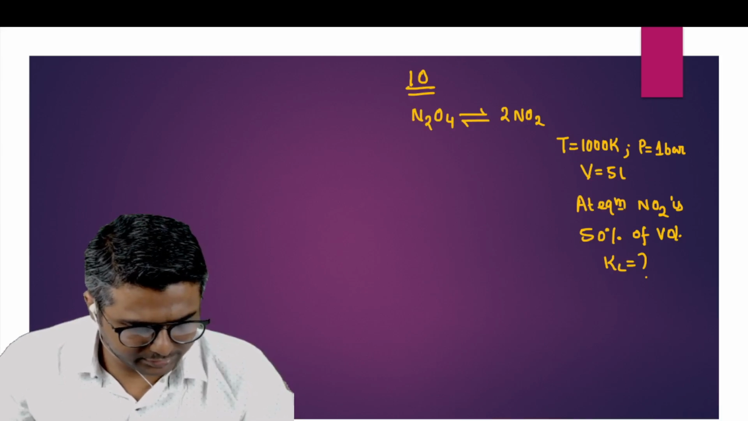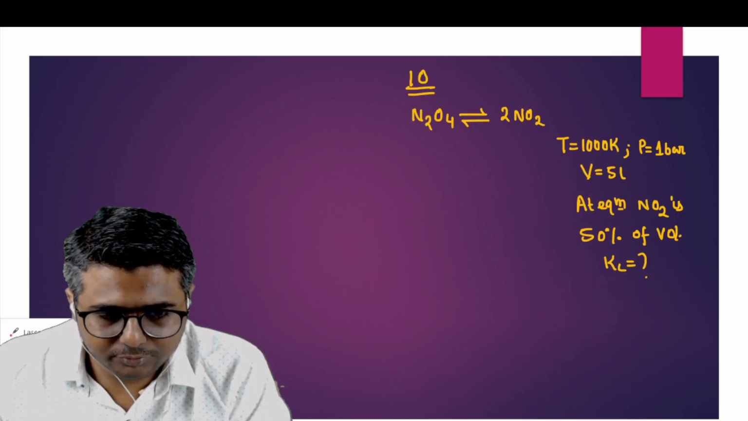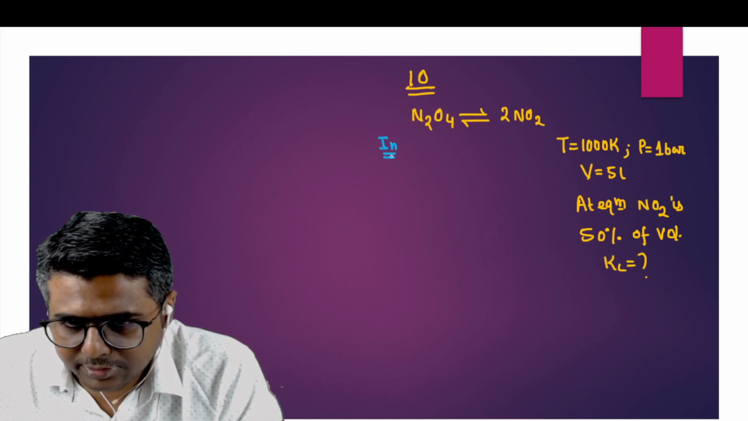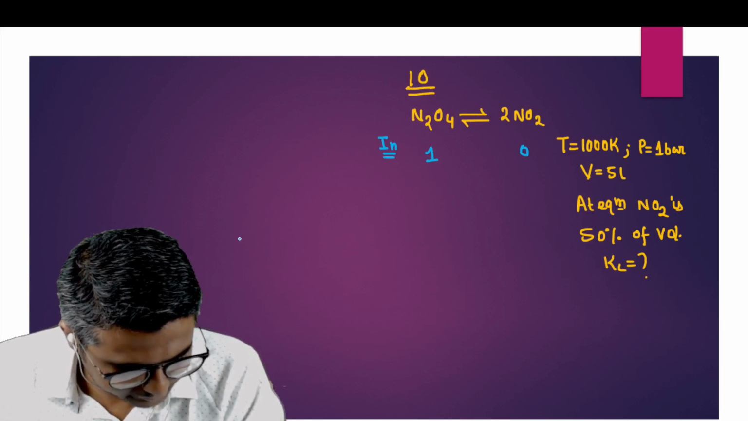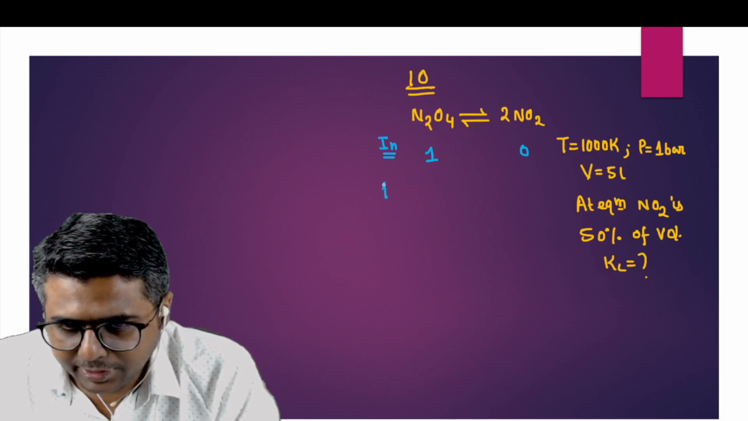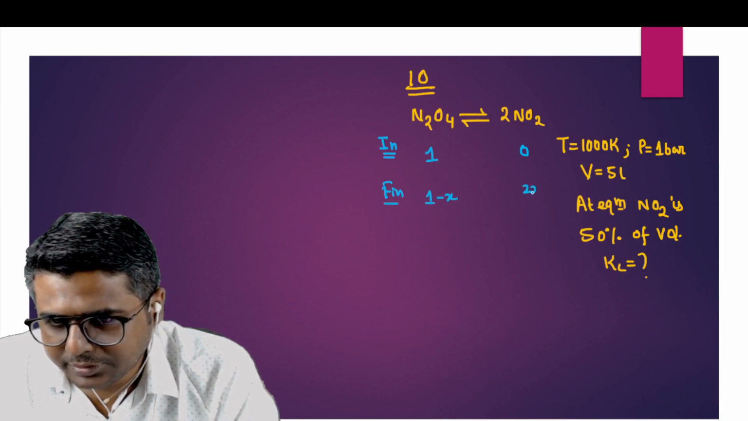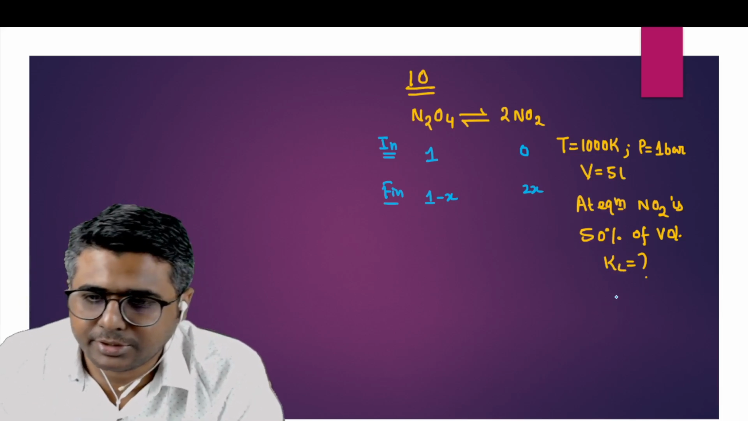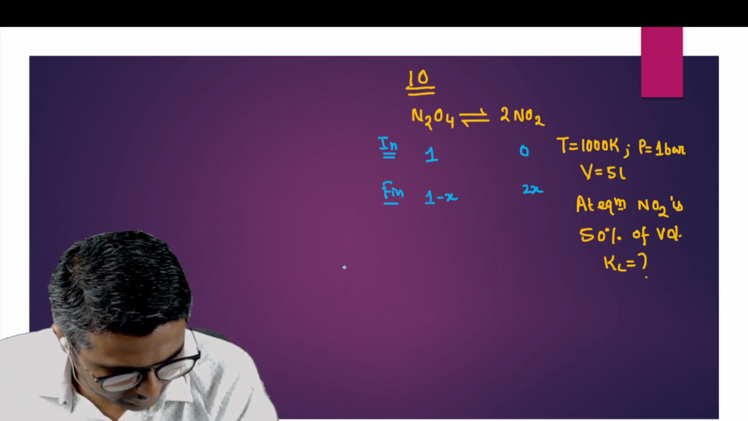So one by one, let us understand this one. Let us first see initially. Initially, this is 1 and this is 0. Let us take like this. We have considered 1 mole over here. At equilibrium, that is final, 1 minus x, and here it is 2x. Moles, only moles. We are talking about moles because we have to find out Kc. We are not concerned about Kp. So 1 minus x, 2x. Now what is total moles?